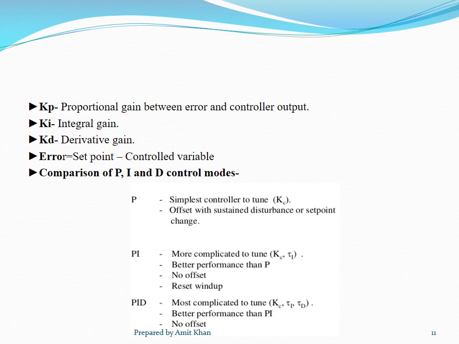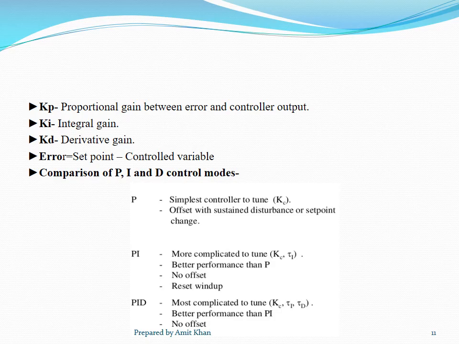Now what is Kp? Kp is the proportional gain between error and controller output. Ki is integral gain and Kd is derivative gain. So what is error? Error is set point minus control variable.